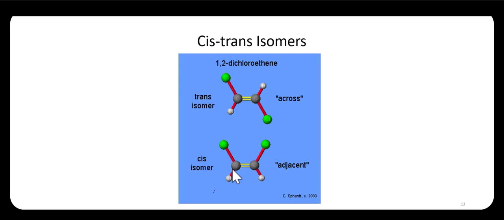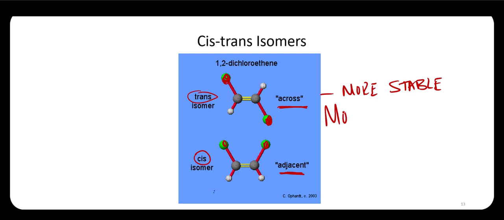The more we hit this stuff, the more it gets driven into your head. If whatever we're talking about, the functional groups or whatever, are across from each other, call that the trans isomer. If they're adjacent to each other, we call that the cis isomer. In most stuff, trans is the more stable. Most of the time, not all.